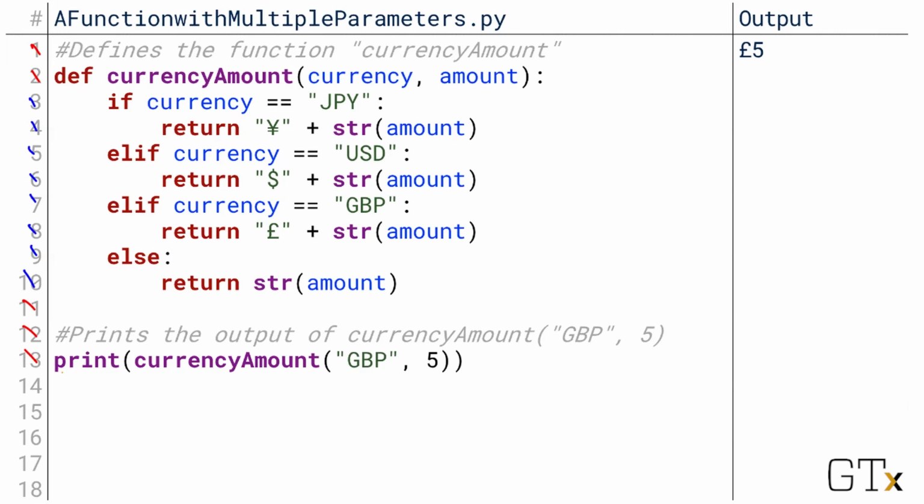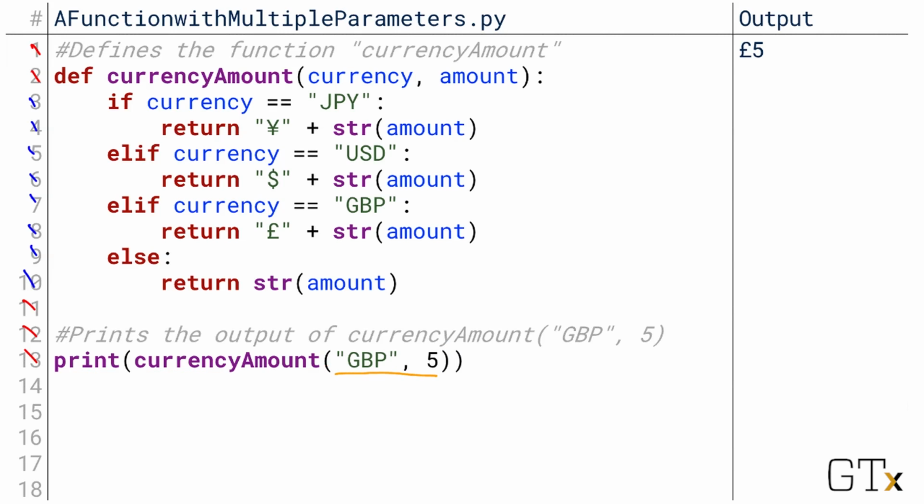As before, line 13 says to print the output of the function called currency amount, and then it gives two arguments instead of just one. The first argument is GBP for British pounds, and the second argument is the number 5, which gives the amount to print along with the currency label.